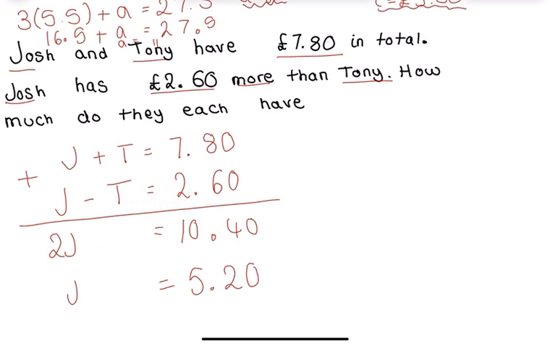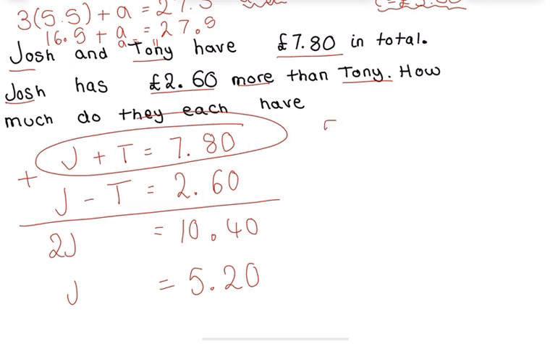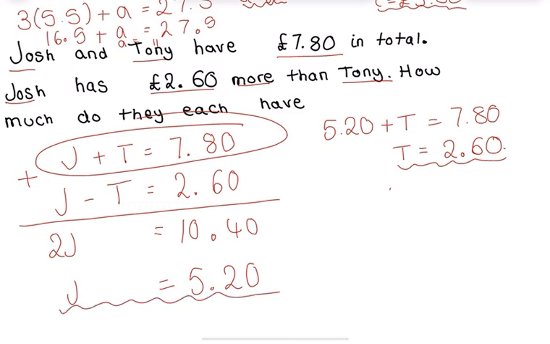We're not done there yet, we need to find out how much Tony has, so we're just substituting it in one of these equations. Doesn't matter which one, I'm going to go for the top one. So we know Josh has £5.20. We don't know how much Tony has, but it equals £7.80. Now to solve this, I'm going to take that £5.20 away from both sides, which means that Tony has £2.60. And that would be our answer there. So Tony has £2.60 and Josh has £5.20.